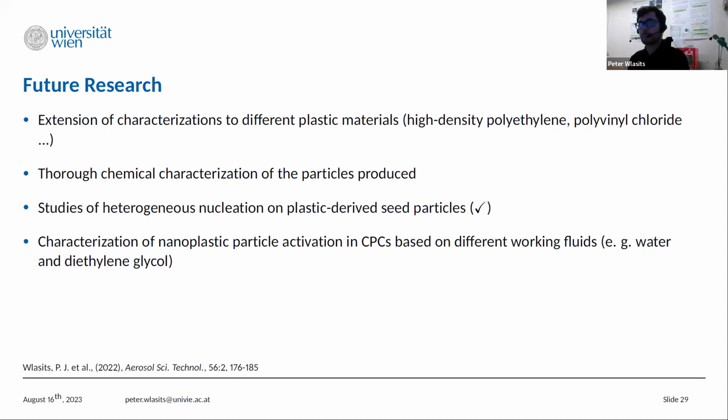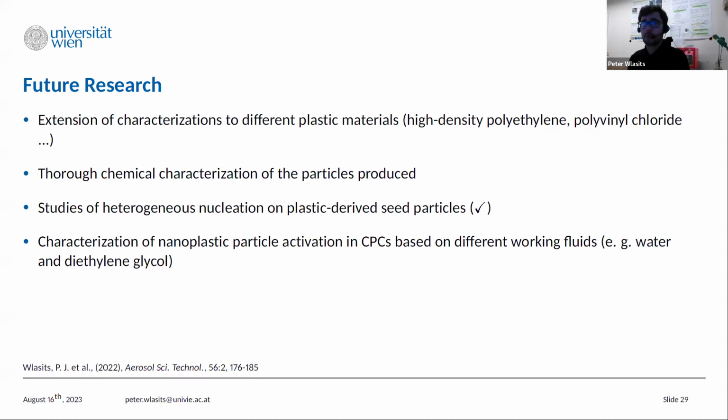There are many other plastic materials. What is absolutely needed is a thorough chemical characterization of these produced particles. It would be very interesting to see what these particles are exactly composed of, and if the discoloration changes the composition, etc.